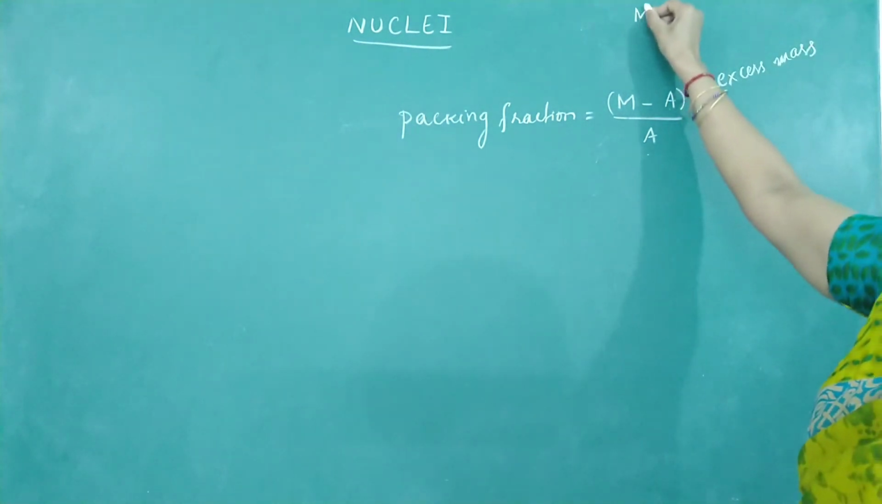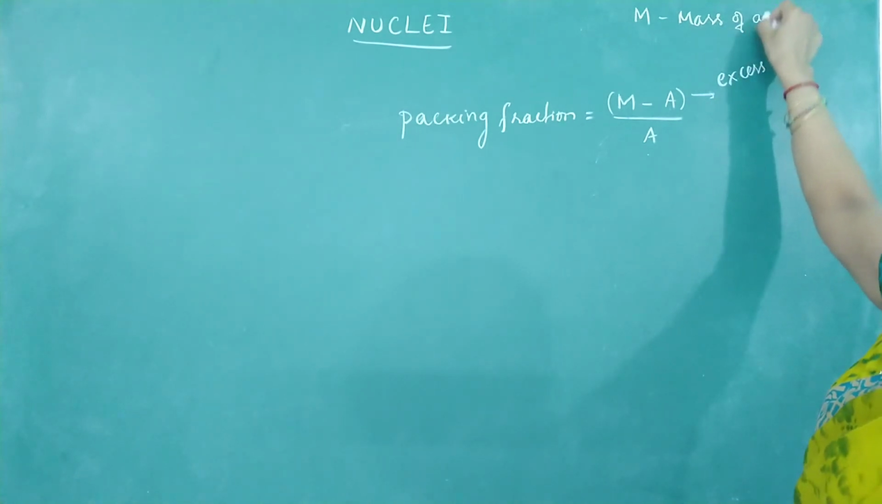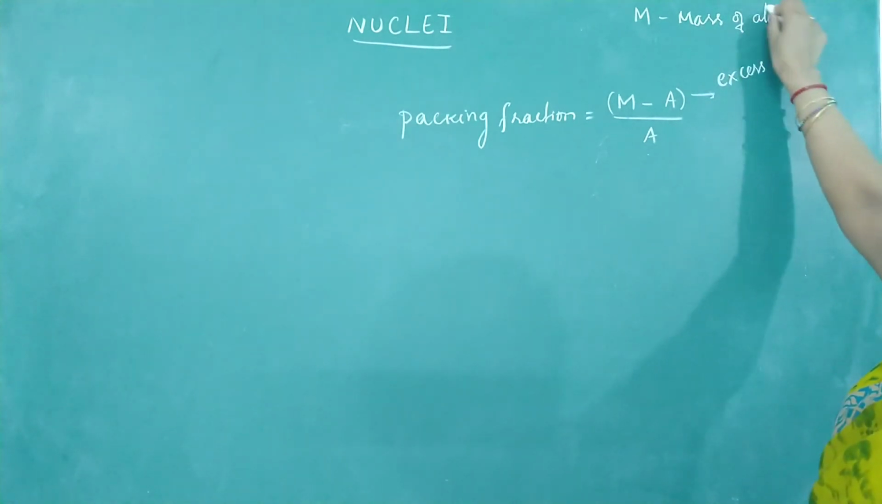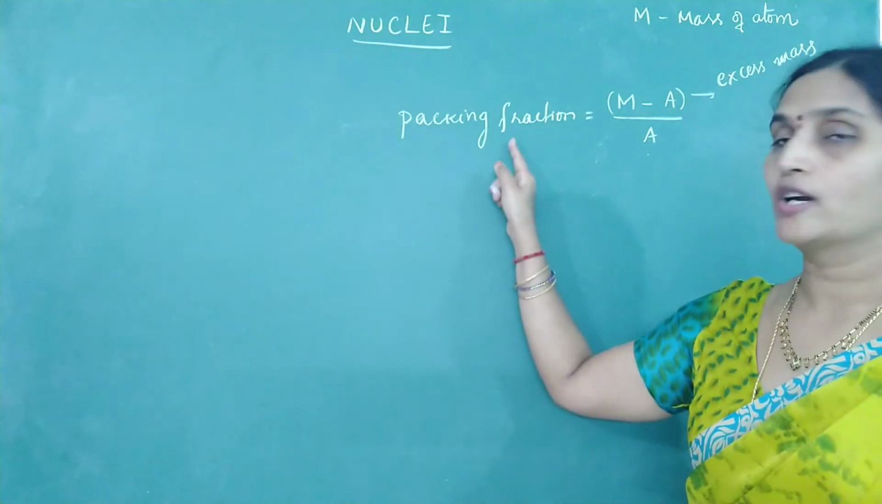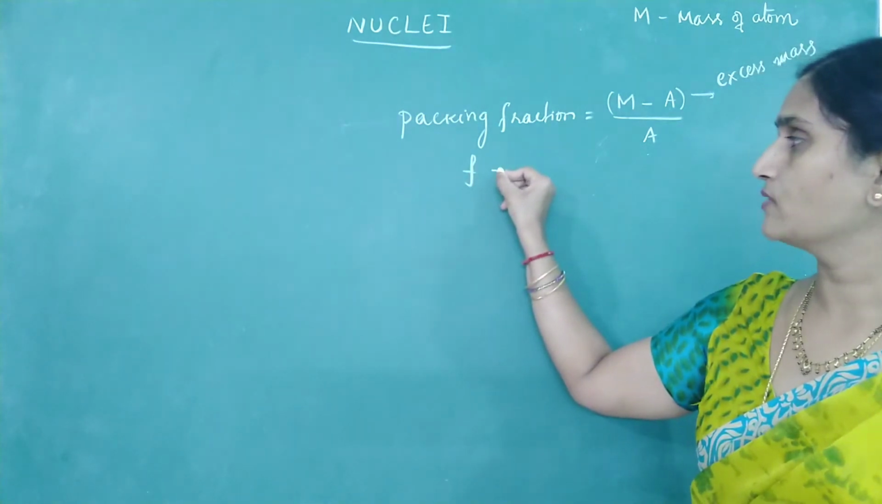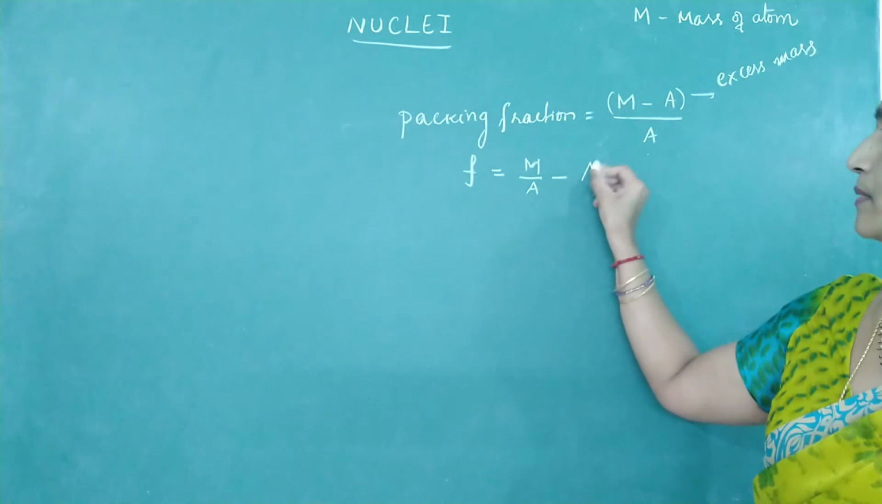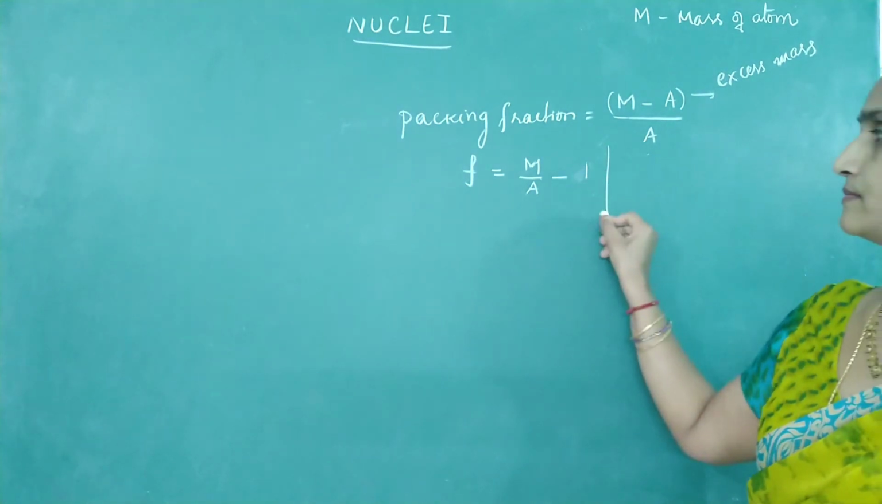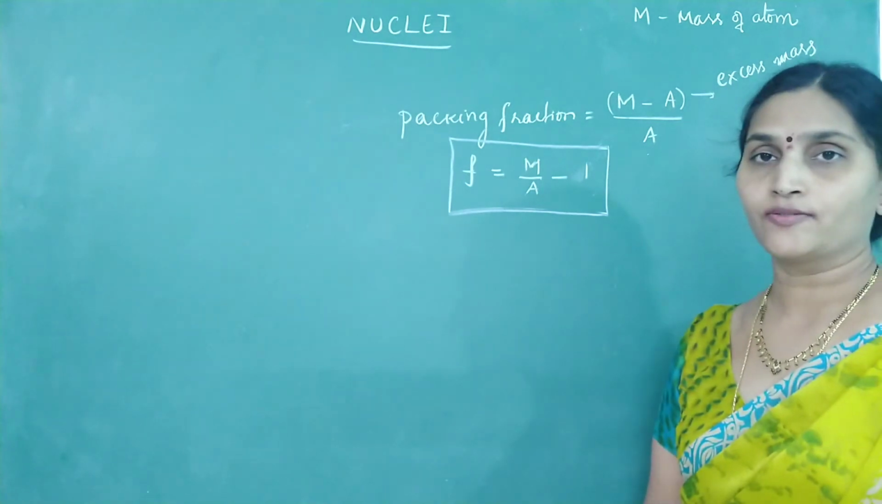Capital M is the mass of the atom, not the mass of the nucleus. So excess mass per mass number is nothing but called packing fraction. We use the symbol F for representing packing fraction. So F is equal to M by A minus 1. This is called your packing fraction.